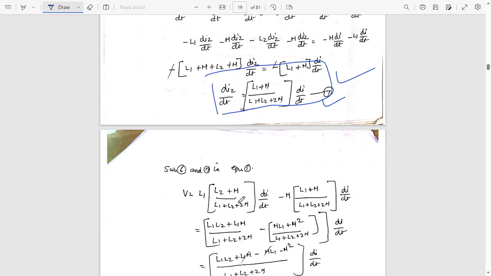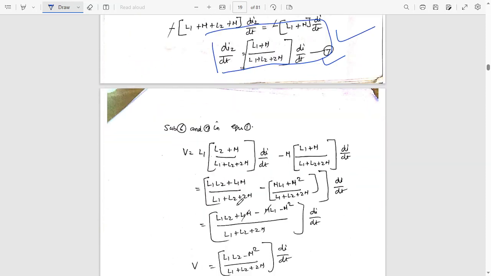Now we need to substitute equations 6 and 7 in equation number 1. So we got the equation like V equal to L1 into L2 plus M by L1 plus L2 plus 2M into di by dt, minus M into L1 plus M by L1 plus L2 plus 2M into di by dt. I can take this L1 inside, here I can take this M inside, and I can take this di by dt outside because it is common.